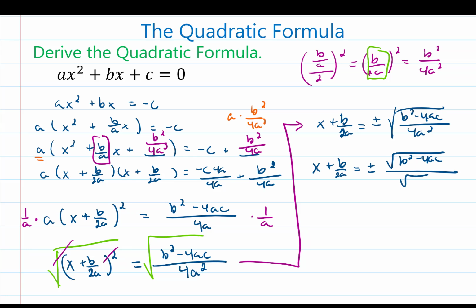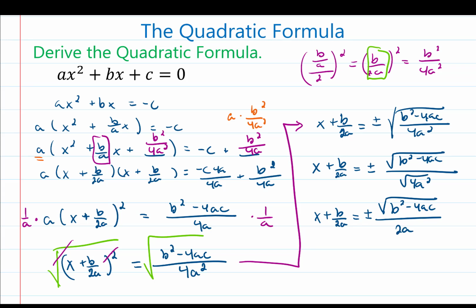But I can simplify the square root of 4a squared, because the square root of 4 is equal to 2, and the square root of a squared is just a. So now I have x plus b over 2a is equal to plus or minus the square root of b squared minus 4ac all over 2a.